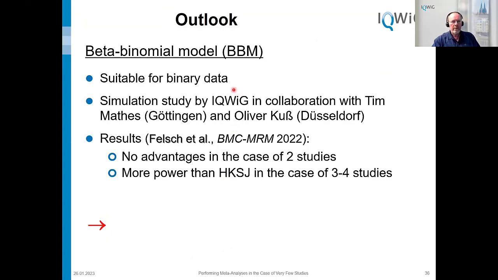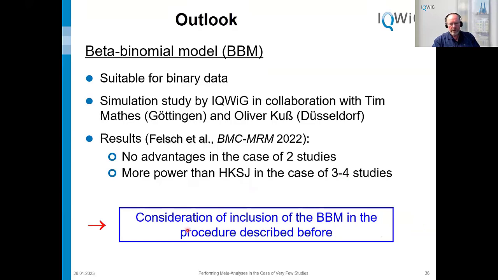The Beta-binomial model is only suitable for binary data. We have performed a simulation study in collaboration with Tim Mathes from Göttingen and Oliver Kuss from Düsseldorf. Results are recently published. Summary is that this model has no advantages in the case of 2 studies, but it has more power than Hartung-Knapp-Sidik-Jonkman in the case of 3 to 4 studies. And this means we currently consider to include this model in our procedure I described before.